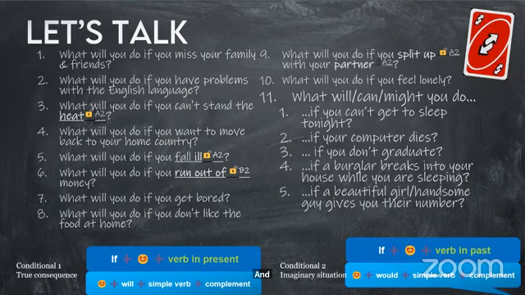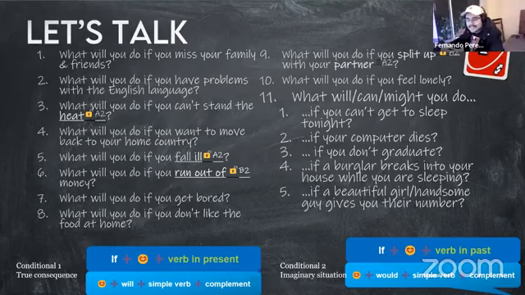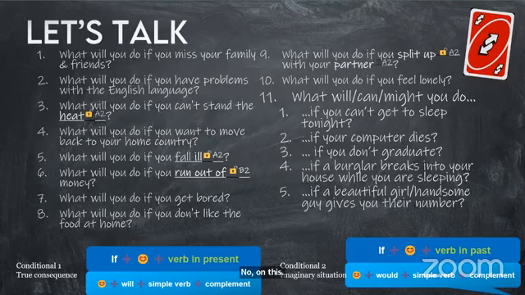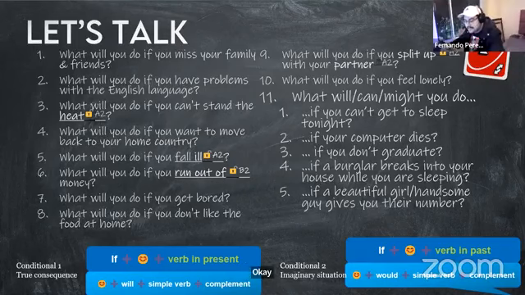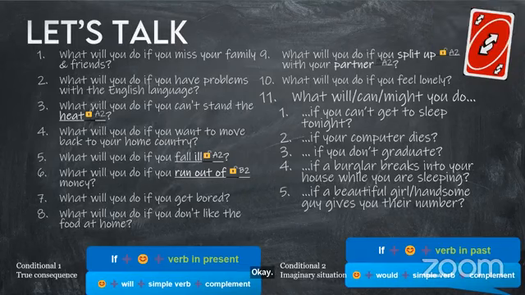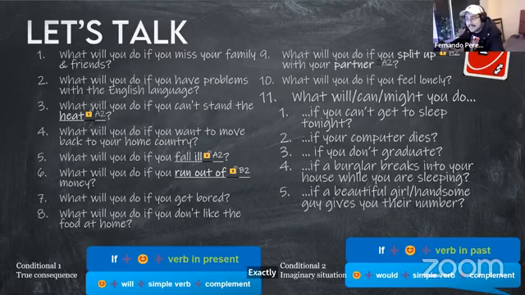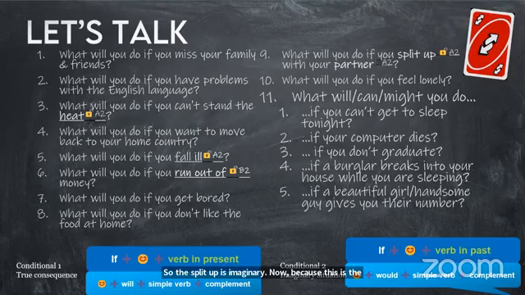Unless it's not an auxiliary, unless it's a connection. Auxiliary for imaginary situation? Would. Exactly. So split up is imaginary, no? Because this is the second partner. Okay. One more time.